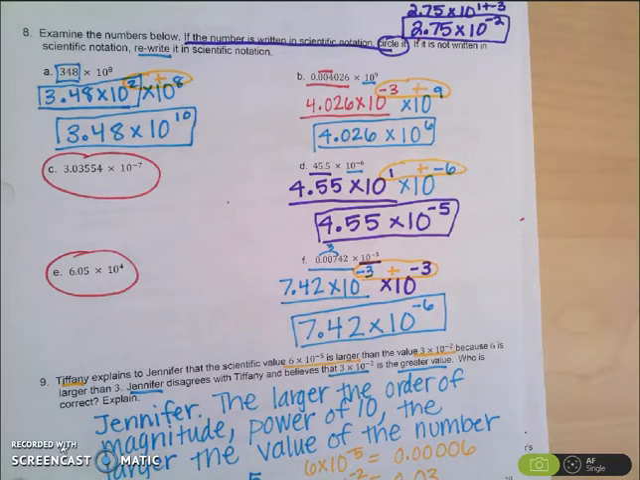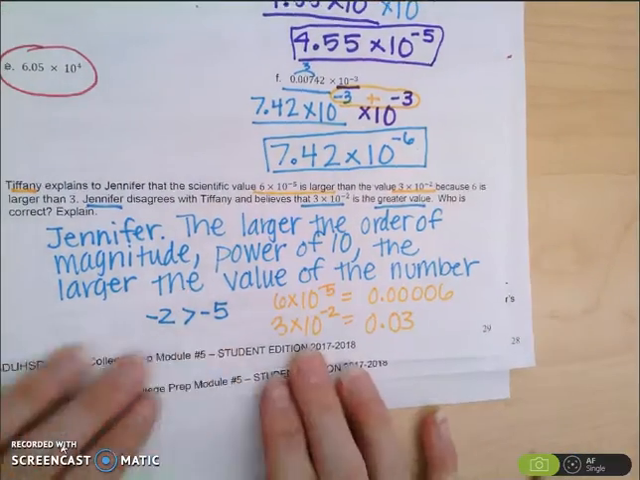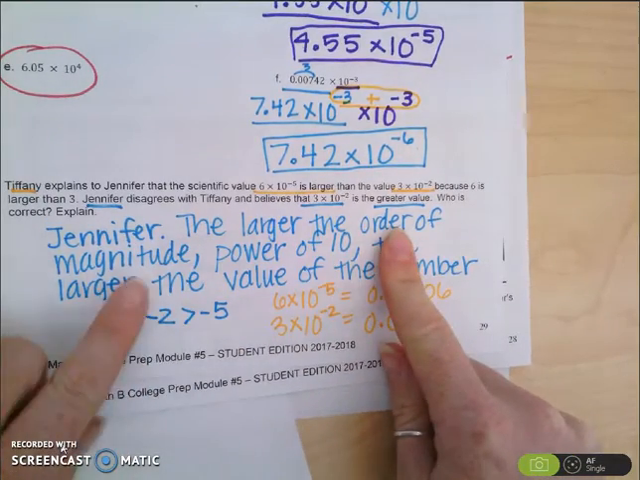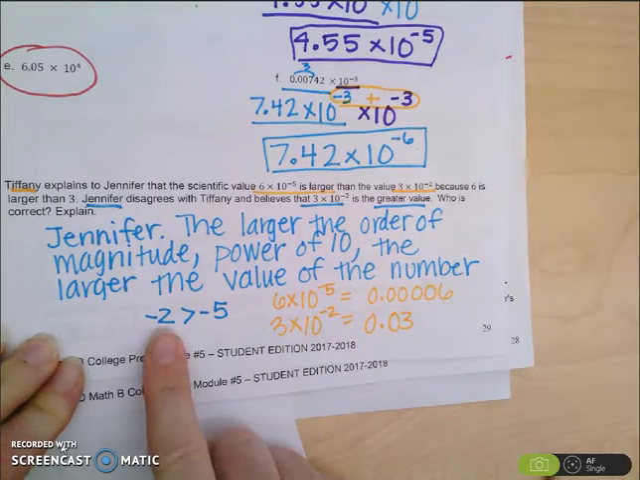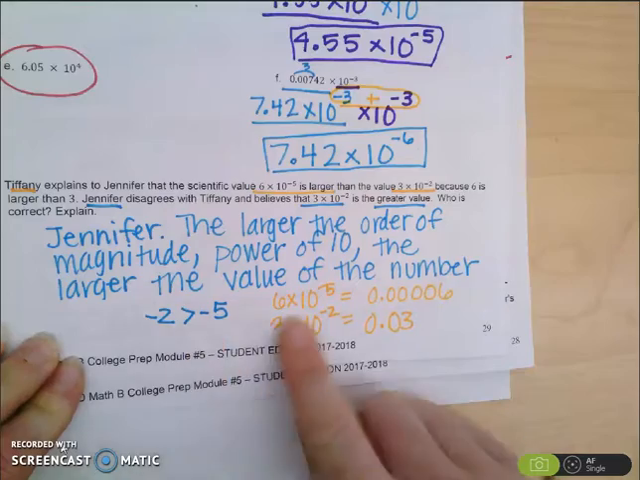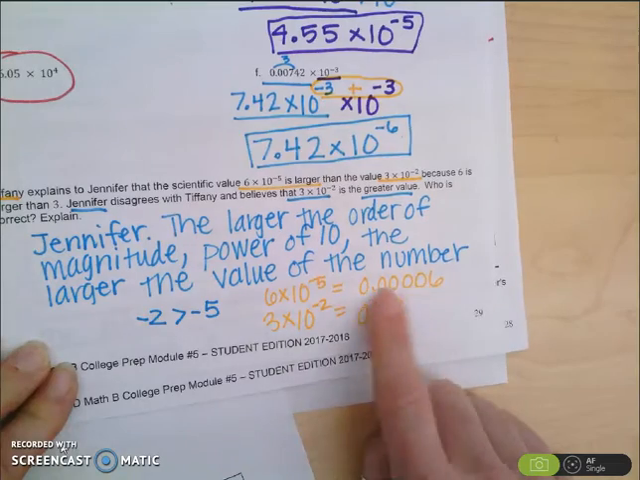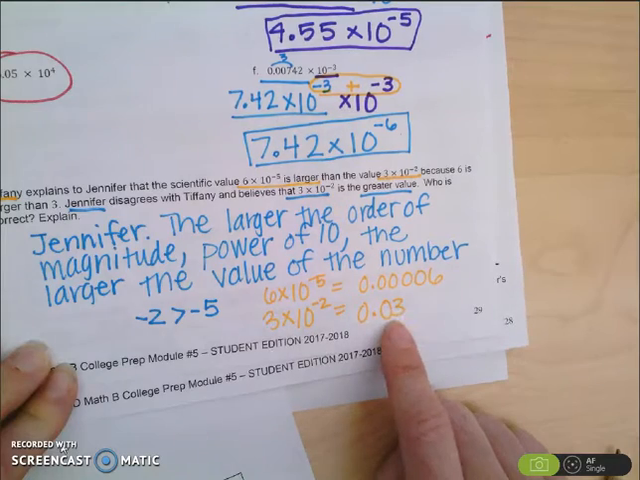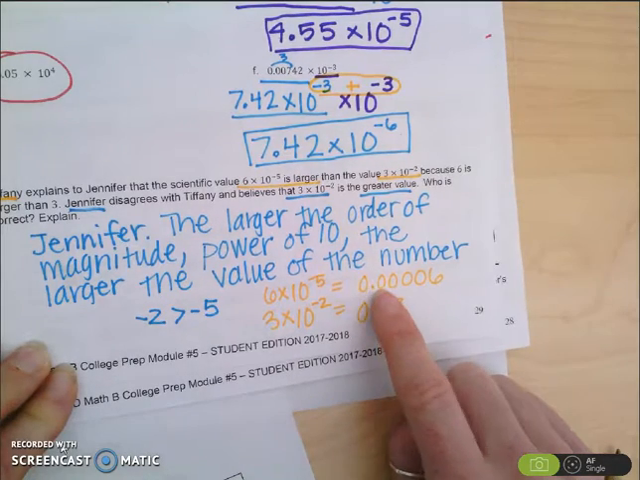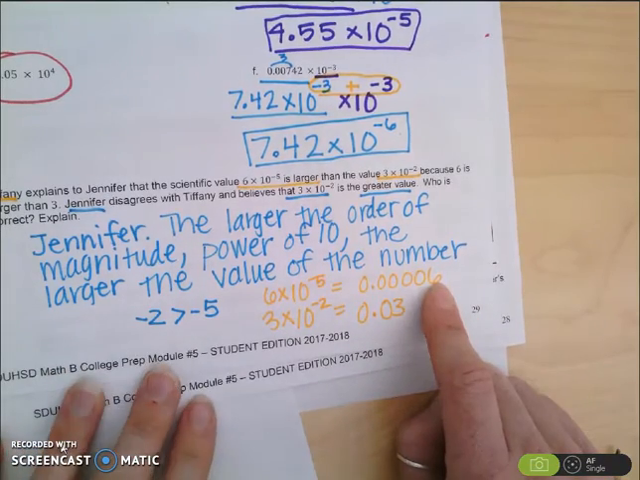When we're looking at 9, who is correct? Did you say Jennifer? Because Jennifer's correct. When you're looking at values in scientific notation, the larger the order of magnitude, which is your power of 10, the larger the value of the number. Since negative 2 is greater than negative 5, 6 times 10 to the negative 5th has more decimal places, making that a smaller number than 3 times 10 to the negative 2. This is 3/100ths. This is 6, let's see, tenths, hundredths, thousandths, ten thousandths, hundred thousandths, 600/1000ths.